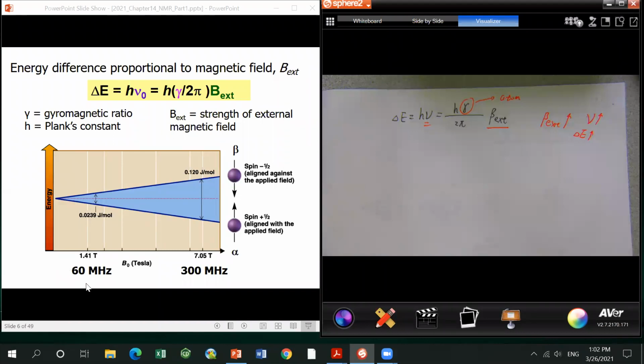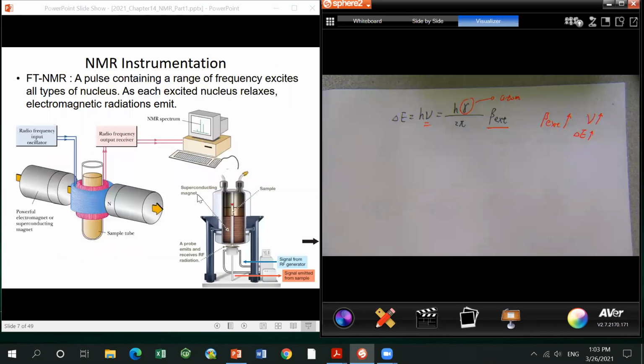Normally for a low frequency NMR instrument, the 60 megahertz, you just use a normal magnet. But for the high frequency ones like 300, 400, you normally have to use a superconducting magnet. You need to use liquid nitrogen and also liquid helium to make it functional. Right, here's the basic setup of the NMR instrument.